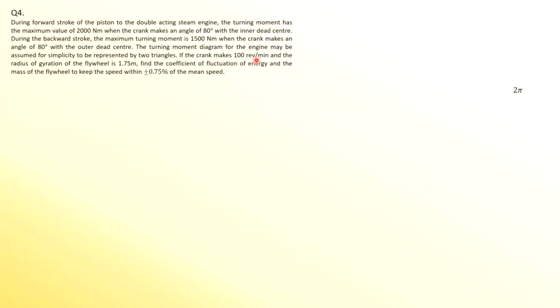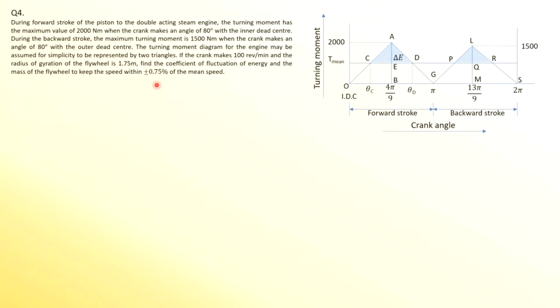Now if the crank makes 100 revolutions per minute and the radius of gyration of the flywheel is 1.75 meter, find the coefficient of fluctuation of energy, that would be our beta W, and the mass of the flywheel to keep the speed within plus minus 0.75% of the mean speed. So based on this, we can say the coefficient of fluctuation of speed, that means the phi, will be 1.5%.